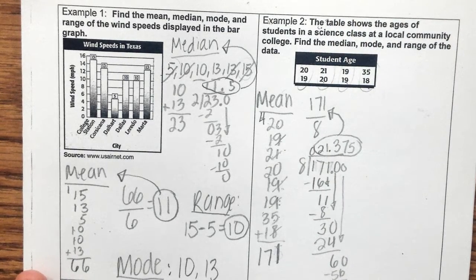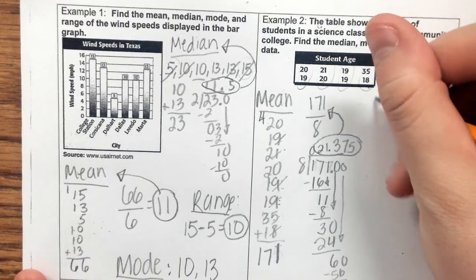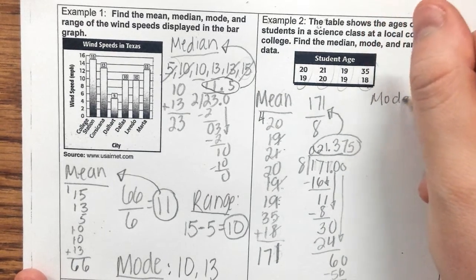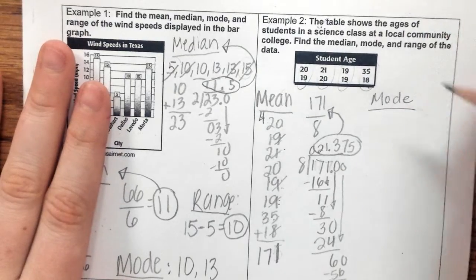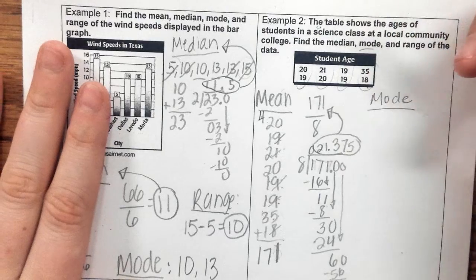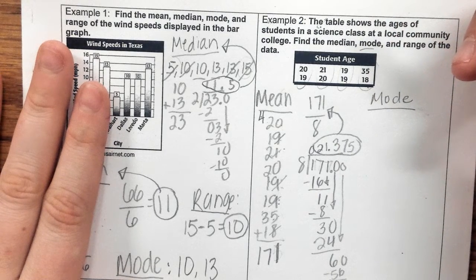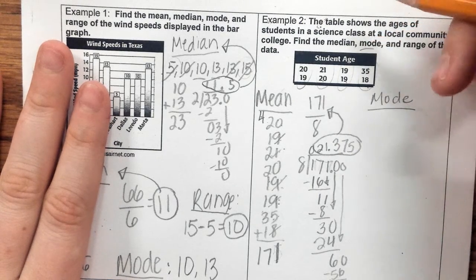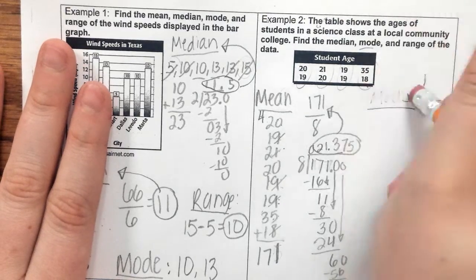Now let's go ahead and find our mode. So let's do our mode next. So let's order our numbers from least to greatest. So let's see, because it asks for a mode next. Oh, it also asks for the median, so we can do the median.